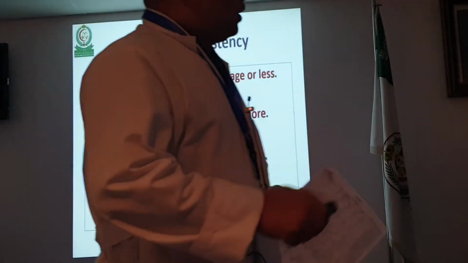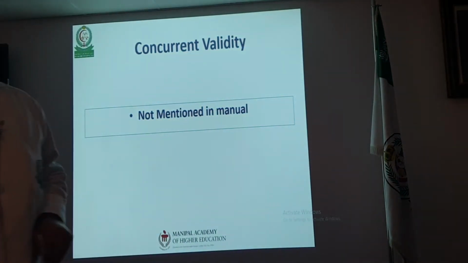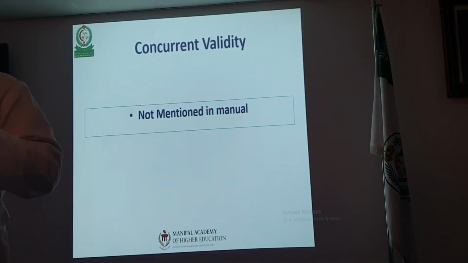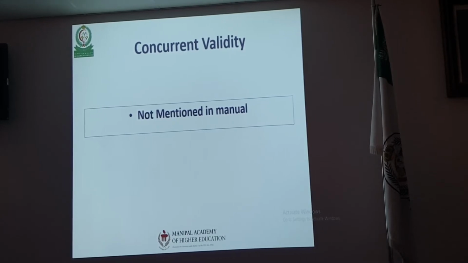Okay. Then concurrent validity. Concurrent validity is comparing a scale with another scale. That concurrent validity is not available in the manual. That means this scale hasn't been evaluated against another scale. You can do that.